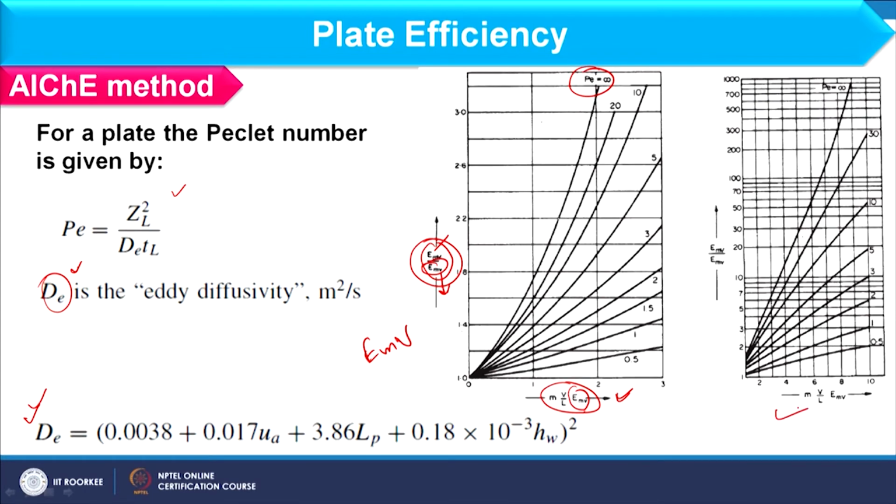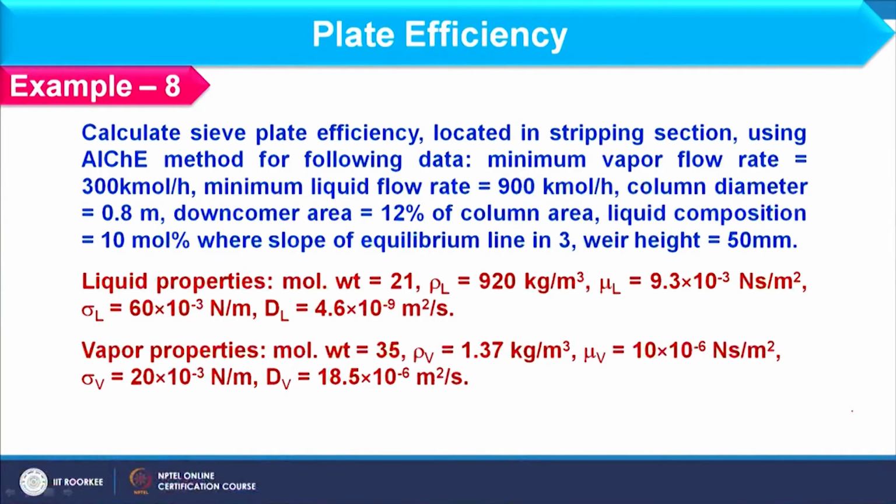And if you see this graph, it is basically the extension of this; these two graphs are the same graphs. Any graph where the value will lie, that you can choose. So, this is basically the AIChE method to calculate the plate efficiency, and now we will discuss this method based on an example. So, here I am having example 8.